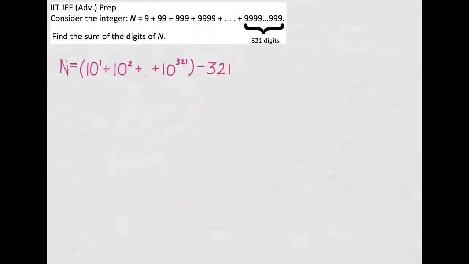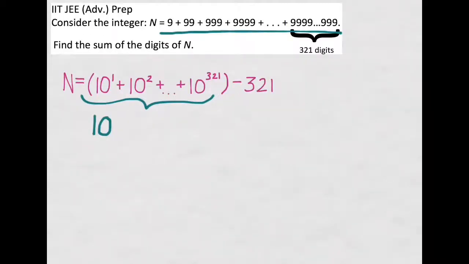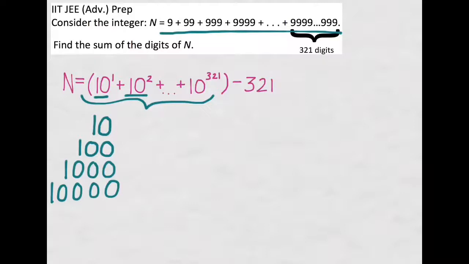It seems pretty clear that it's much easier to add all these terms than it would have been to add all these terms. Now let's work on finding what n actually equals, and we'll do that in parts. The first part is to calculate what this term is, and then we're going to subtract the 321. Looking at the first term, which is 10 to the power of 1, we get 10. The second term, we get 100. The third term, we get 1,000. Fourth term, we get 10,000. I think it should be fairly obvious that there's a pattern.